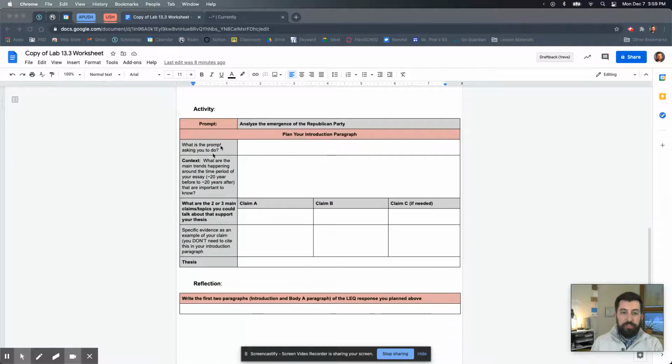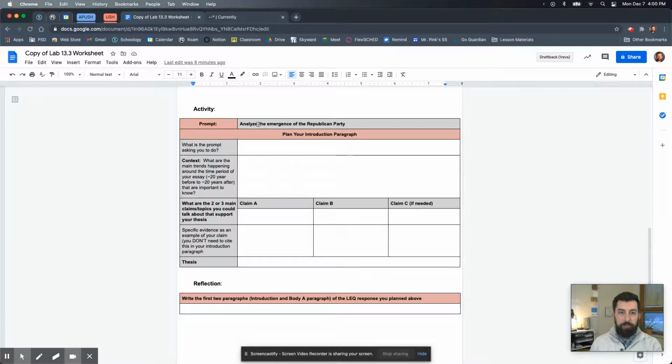This table should look pretty similar to what we did before. I think we've written an introduction paragraph twice now, so this table should be pretty familiar for you to plan out your introduction paragraph. I've got my prompt right up here, which is: analyze the emergence of the Republican Party. Okay, so let's go ahead and do the first part then.